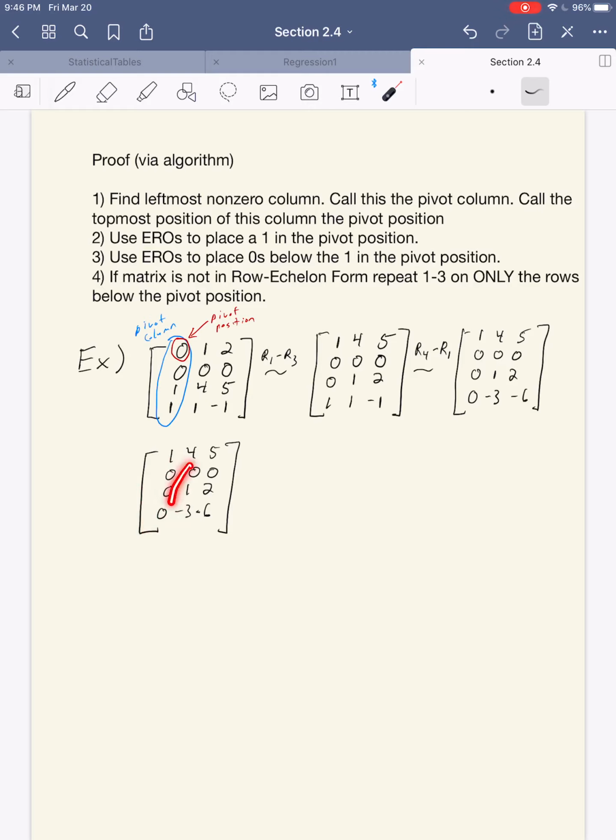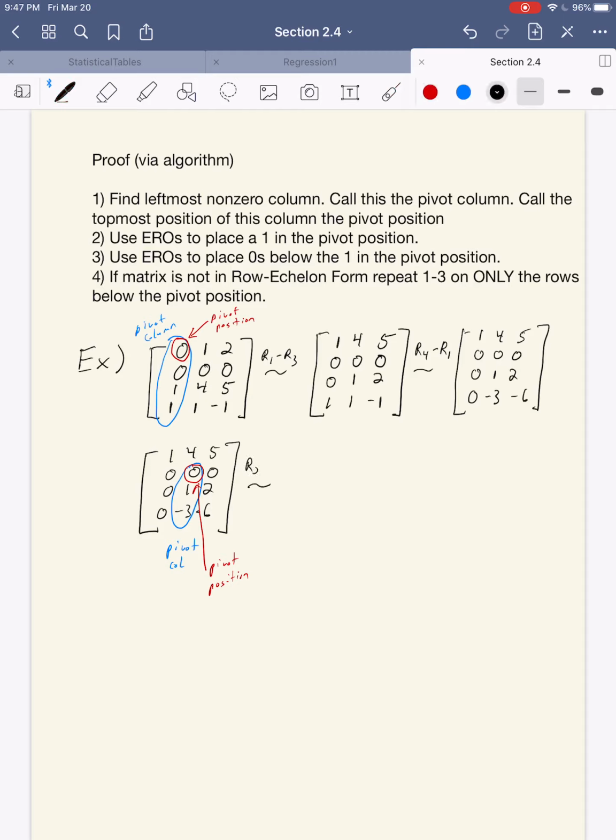So we would actually identify this guy right here as the first non-zero column. So let's go ahead and circle that just like we did. This guy right here, he would become your pivot column. And this guy up right there, the top of that column, that would be your pivot position. Okay, so we now need to use an elementary row operation to get a 1 in that position. So the easiest way to do that would be to interchange row 2 and row 3.